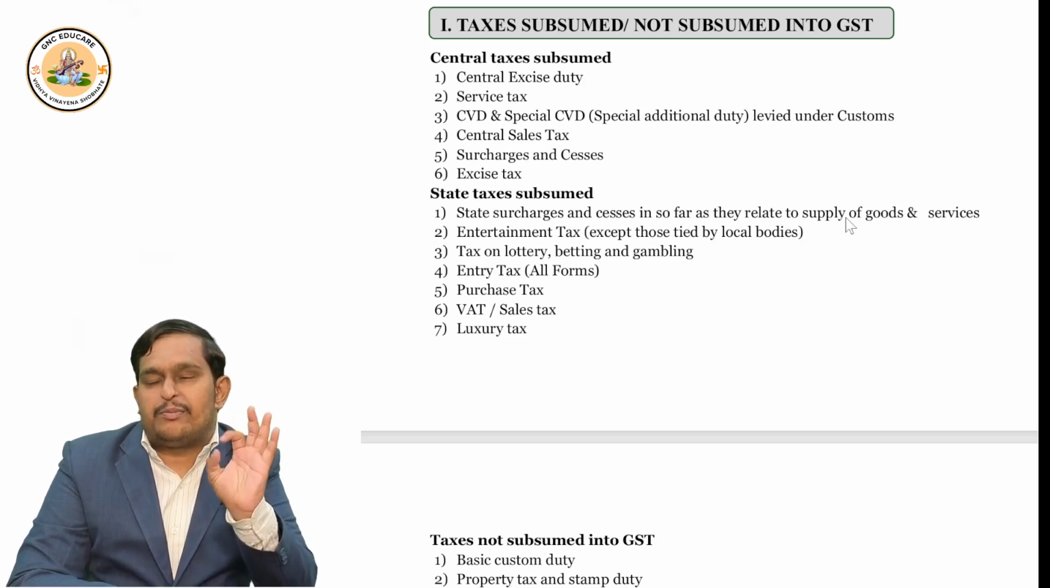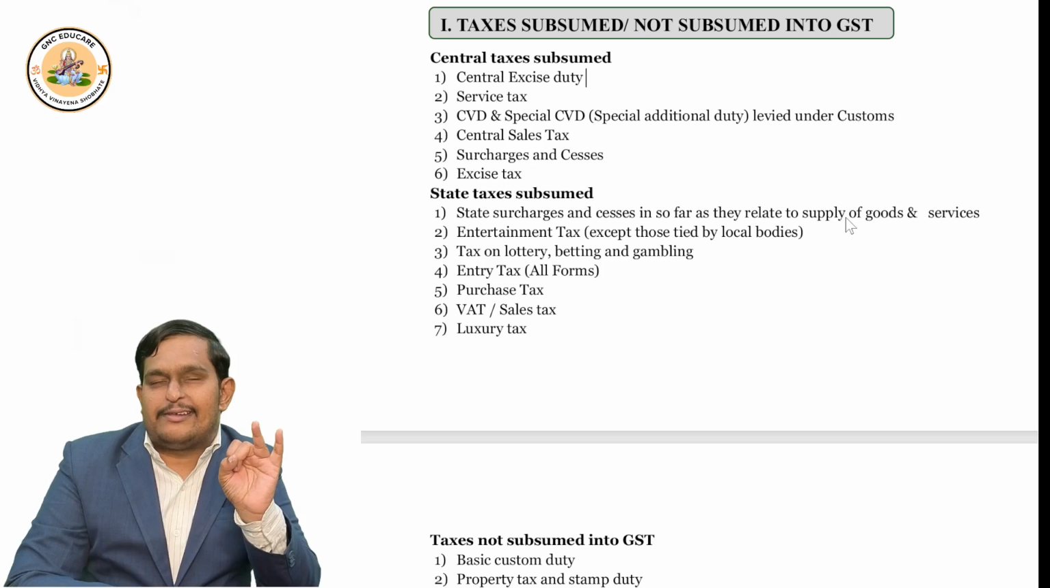Basic customs duty, property taxes, including stamp duty related taxes, right? Your electricity cess I was talking about, correct? I also said, other than electricity cess, what I said, your, hmm? I forgot. How can it happen? Again, let's start with it.